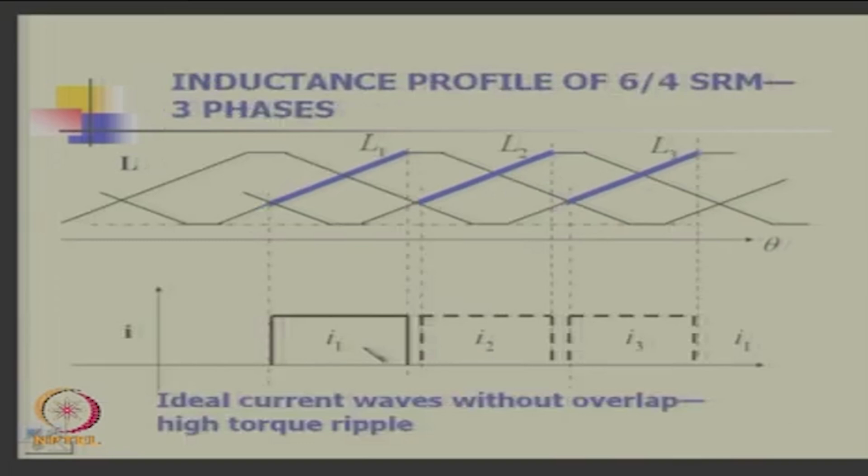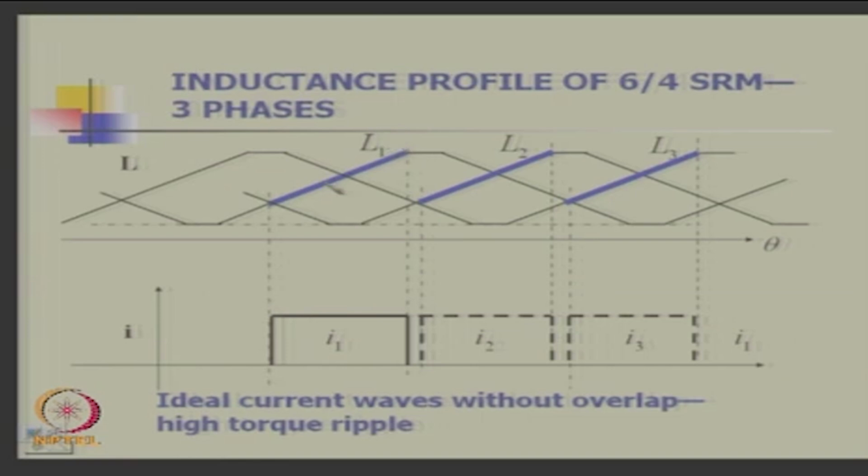Okay, this is a 6x4 machine. You have a typical winding, this is the inductance of winding 1, inductance of 2, inductance of 3, and they will be displaced by the appropriate angles, right. Because 6x4 means there are 3 phase windings.